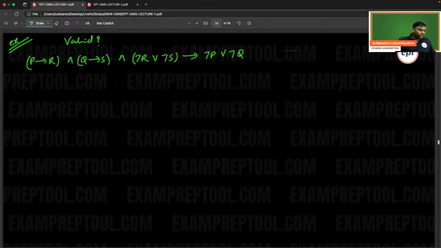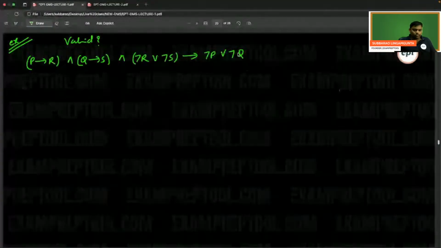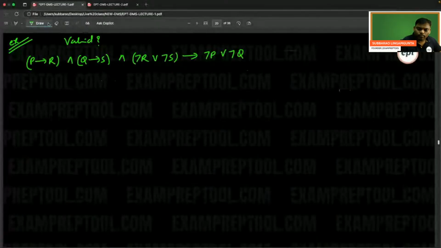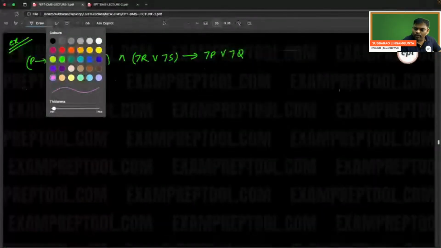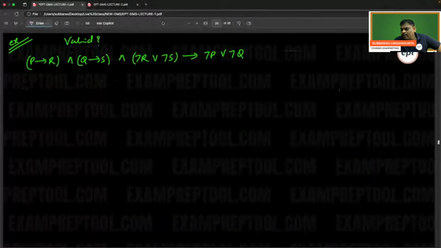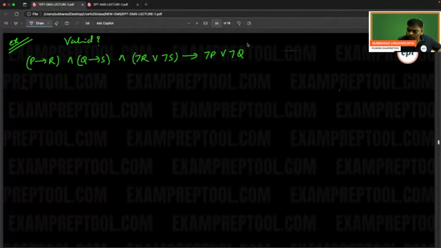This is yesterday's homework. Let me check. If anyone has any doubt, let me know. So now I am giving the answer. Everyone knows: if you assume left true, you have to prove right true. If you assume right false, you have to prove left also false. Can you see this one?